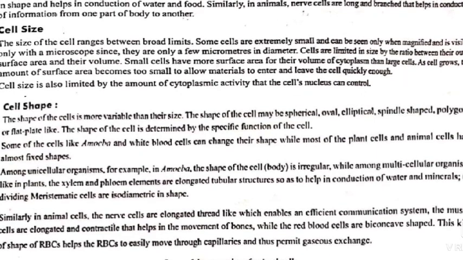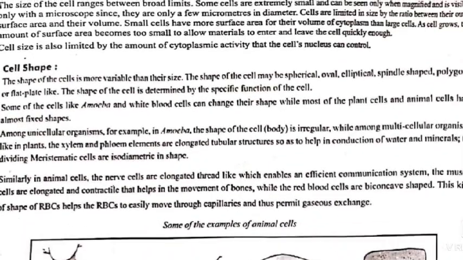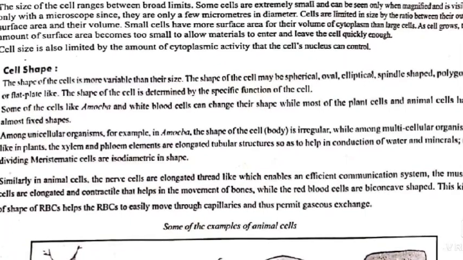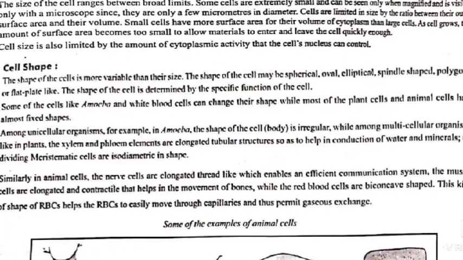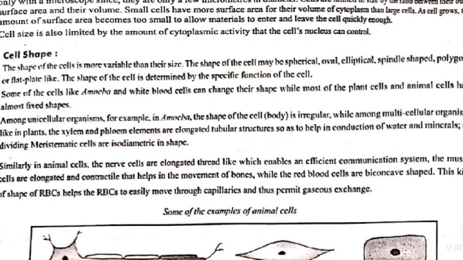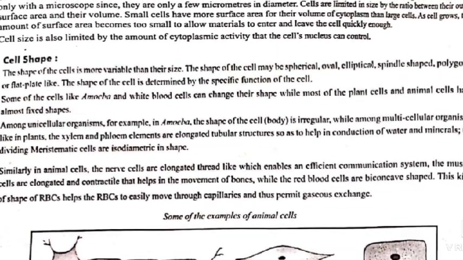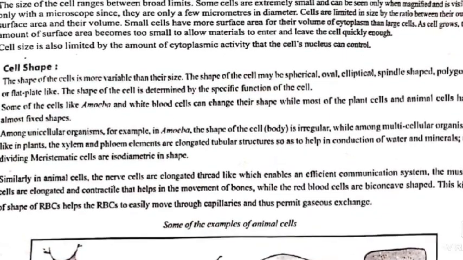Next, cell shape. The shape of the cells is more variable than the size. The shape of cells may be spherical, oval, elliptical, spindle, polygonal, or flat plate-like. The shape of the cells is determined by the specific function of the cell.